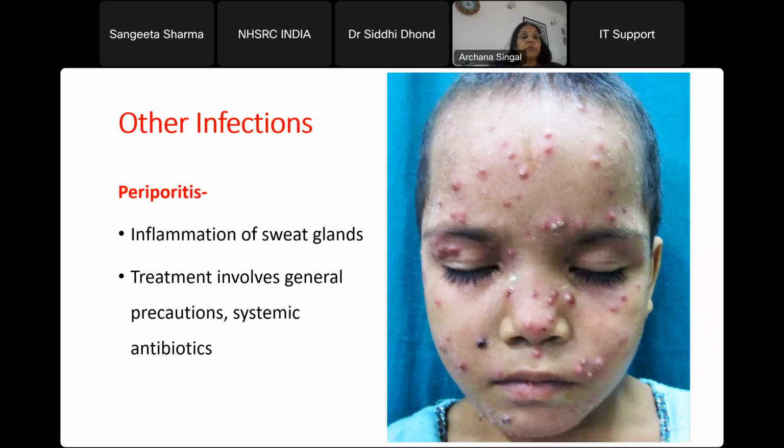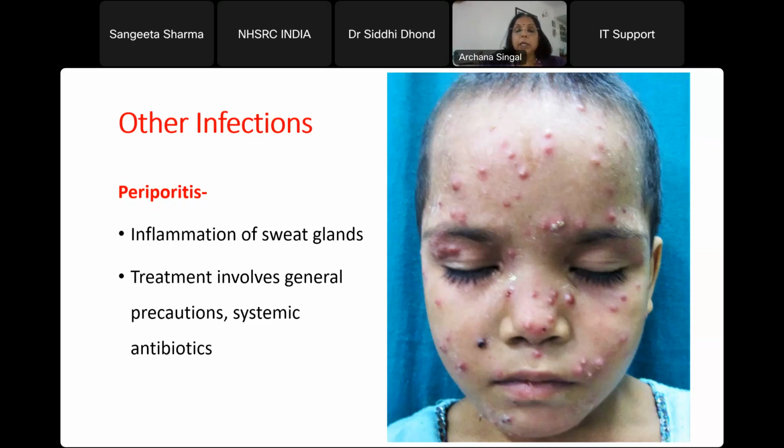The other common infection which we see during summer, especially rainy season, is periporitis. Periporitis is the inflammation of the eccrine or the sweat glands, and this generally happens in children. They have this sweating, and people apply a lot of oil, so there is occlusion of the sweat glands. So it's very important that you tell them that they shouldn't apply oil in summers, because it clogs the eccrine glands, and they also should take a bath with soap and water.